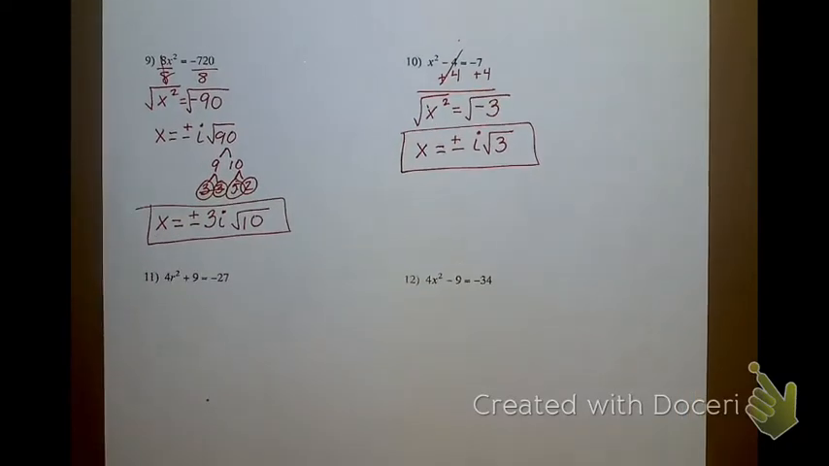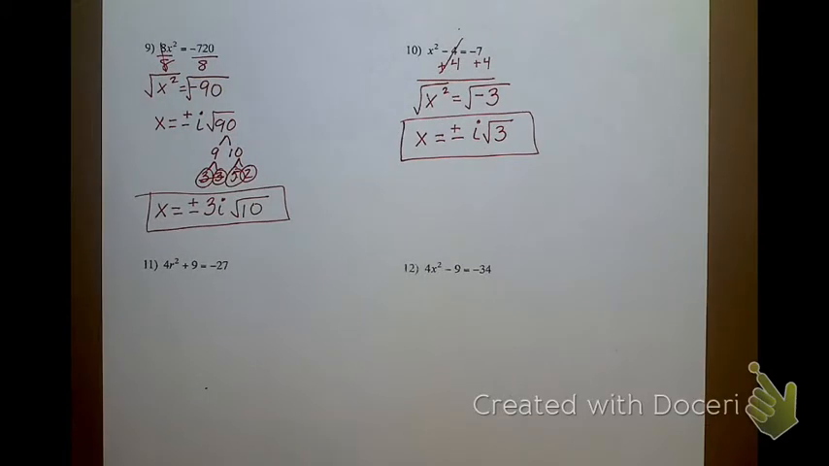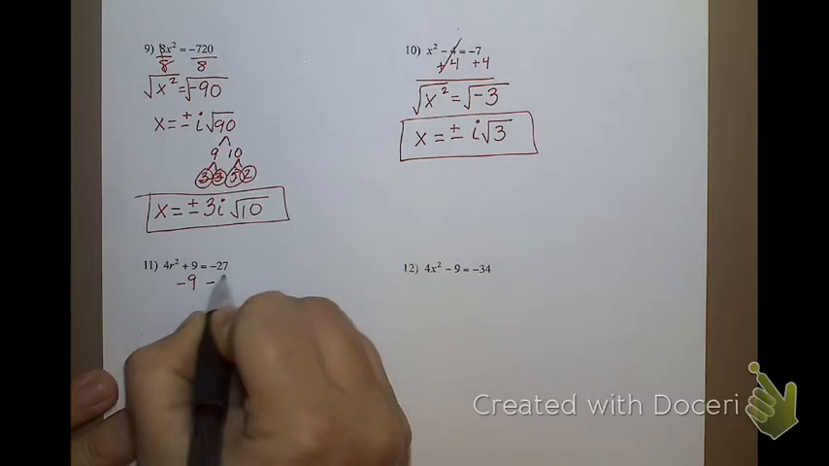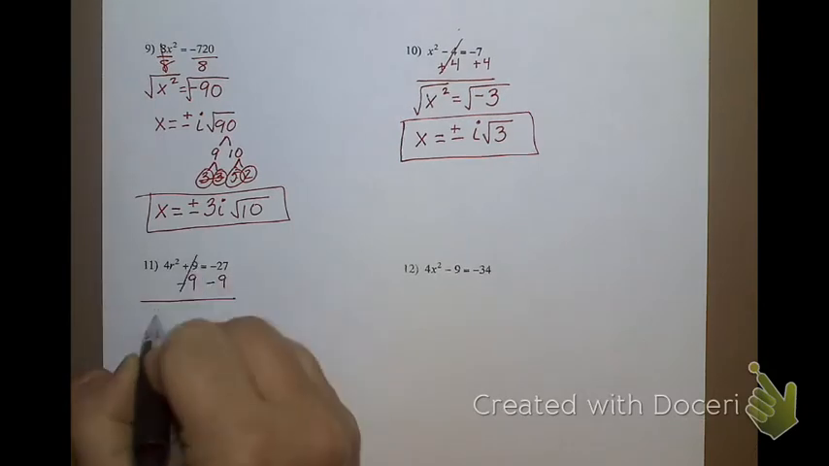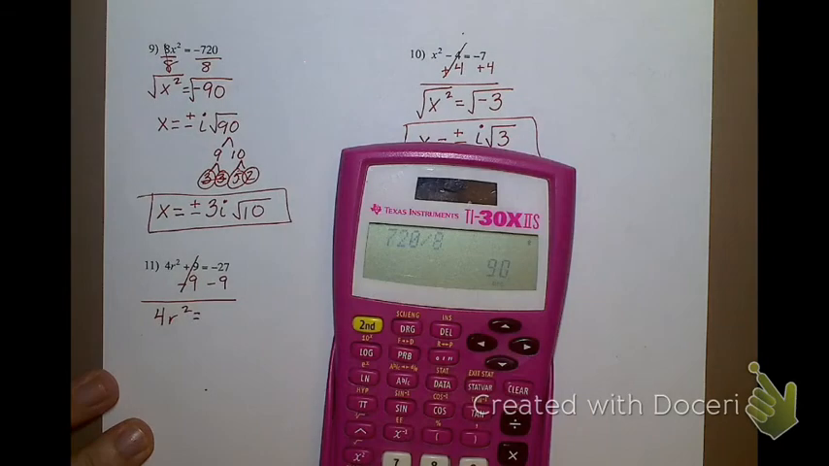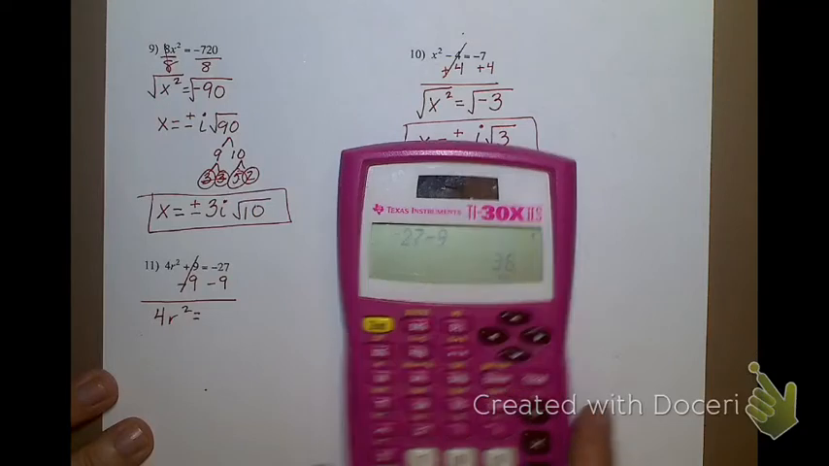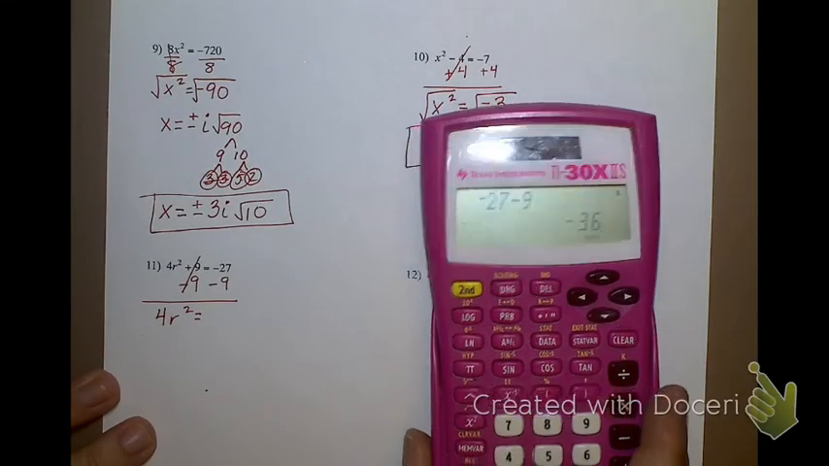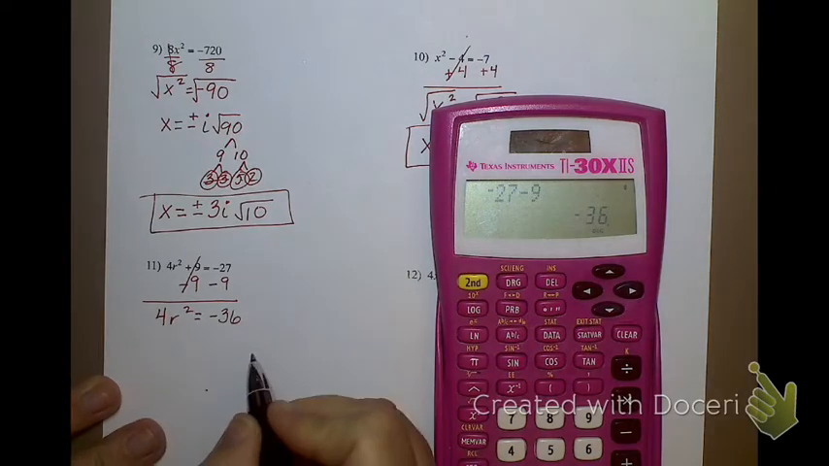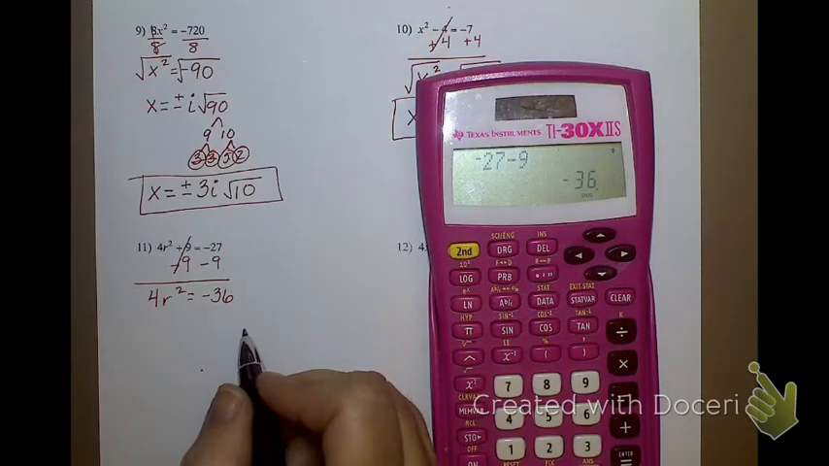All right, let's look at number 11. What should I do first? Minus. Yeah, subtract the 9. Yep, subtract 9. That gives me 4r squared equals, now be careful, it's negative 27 minus 9. You owe $27 to one person and you owe $9 to another person. You owe $36 total. You better start paying people back or they're going to start coming after you.